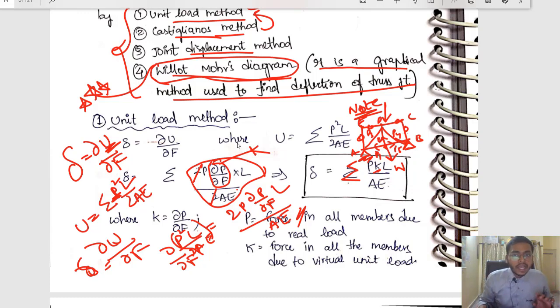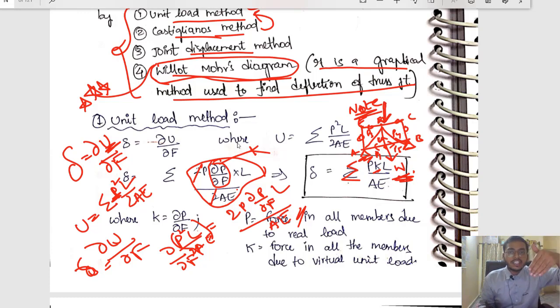You first have to calculate the P, the axial forces developed in the members because of this load W. That is your first step. After that, remove this W. No need of this W. Remove the W and place this unit load wherever you want deflection.